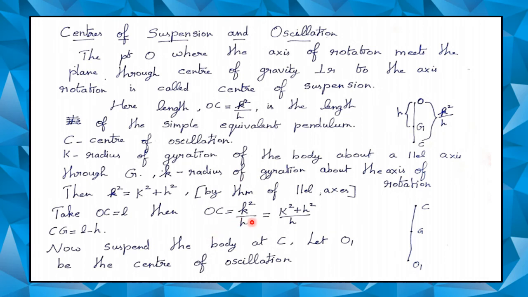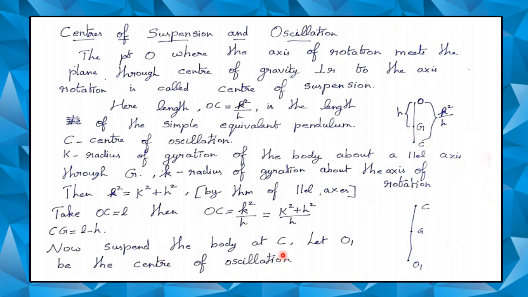Then OC is equal to k square by h, so this is equal to capital K square plus h square by h. And also CG is equal to L minus h. Now we are going to change the center of suspension from O to C. So let us see what happens. Now we are changing the center of suspension to C.